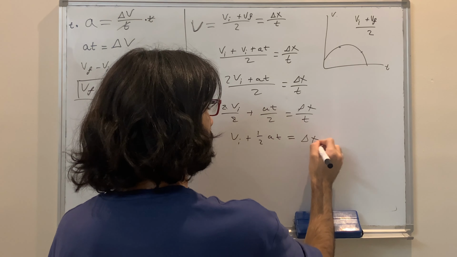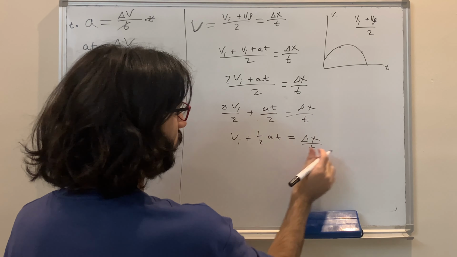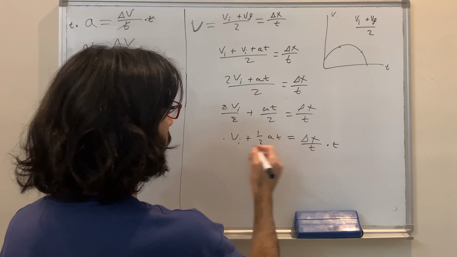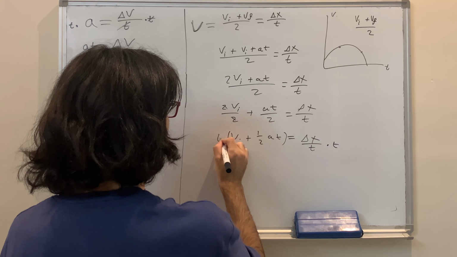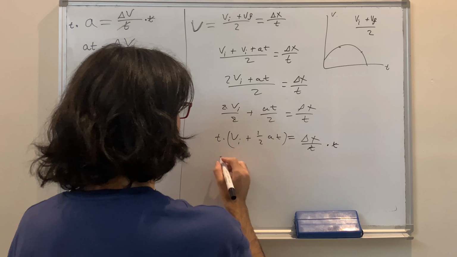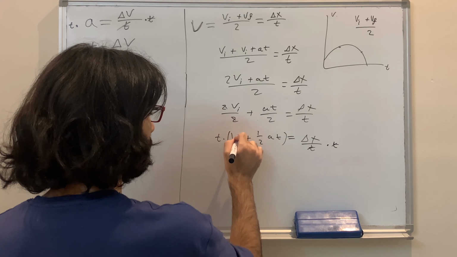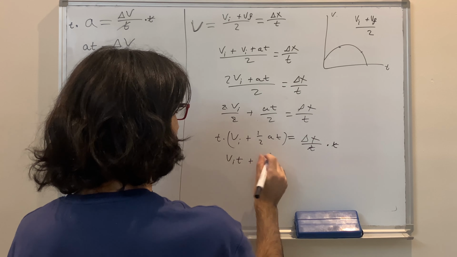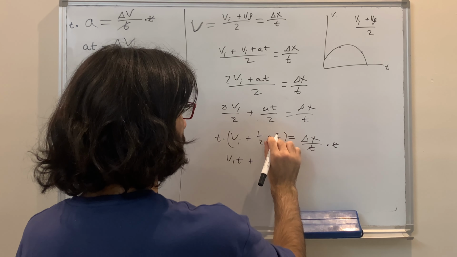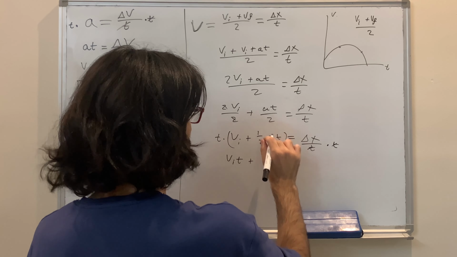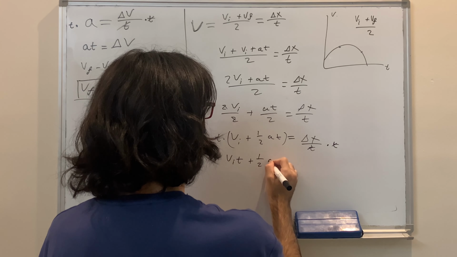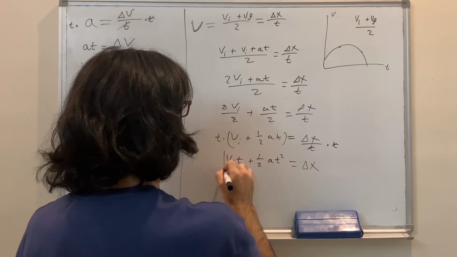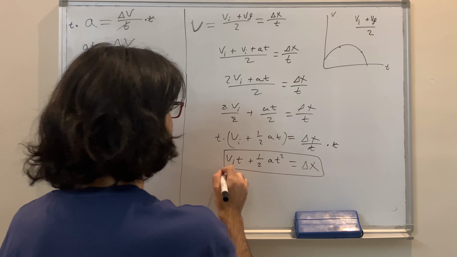Now you just multiply t on both sides, or you basically solve for delta x, and you're gonna get t times vi is just vi times t, plus t times this just adds up to this t that's already here, which gets us 1/2 a t squared equals delta x. And this is the second one.